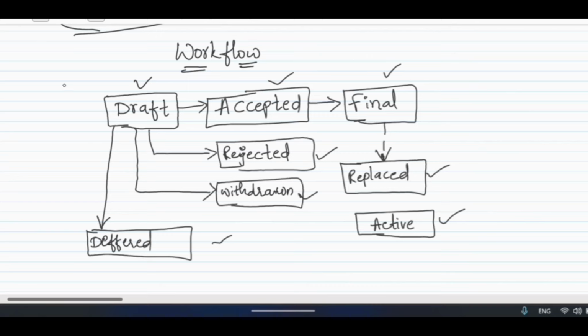Initially, a draft document is made, and it goes to an accepted stage. If it goes to an accepted stage, then it is called final. The draft can go to the accepted stage, the rejected stage, or the withdrawn stage. If it is accepted, it goes to the final stage, and also replaced, and it is also active. This is the workflow diagram, guys.